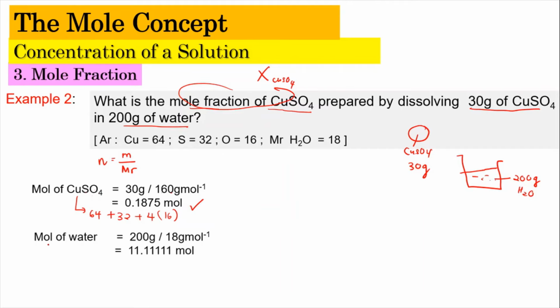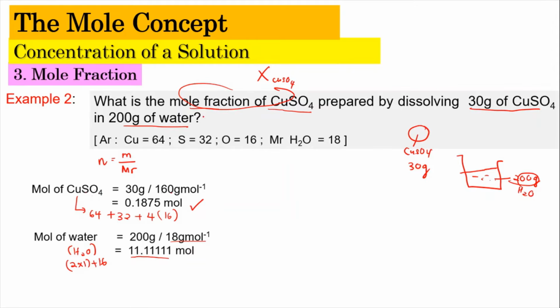And now the mole of water. The same thing, mass divided by molar mass. The mass of water is 200 gram. And then the molar mass of water, you know that water is H2O, so 2 times 1 plus 16. So the molar mass is going to be 18. Okay, and hence the mole of water is going to be 11.11111 mole.